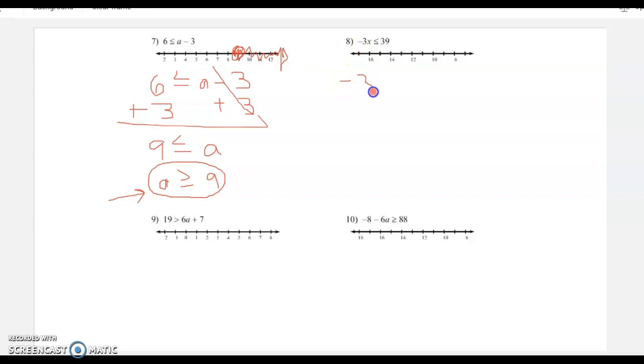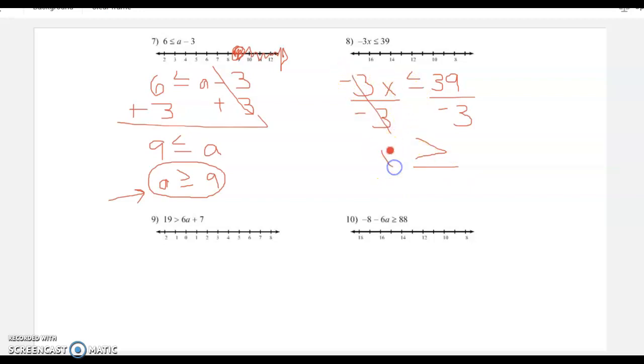Next one, negative 3x is less than or equal to 39. So x is being multiplied by negative 3. The opposite of multiplying by negative 3 would be to divide by negative 3. What? I said divide by negative 3. That should set off a flag in your mind. Anytime you multiply or divide by a negative, you have to flip the inequality. So that less than just became a greater than.